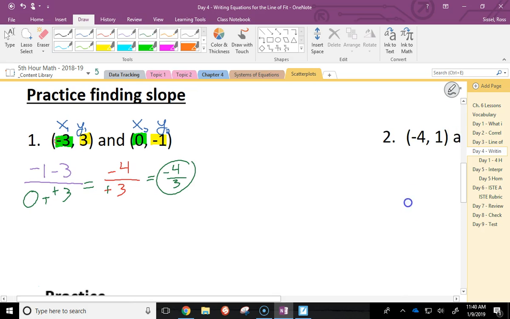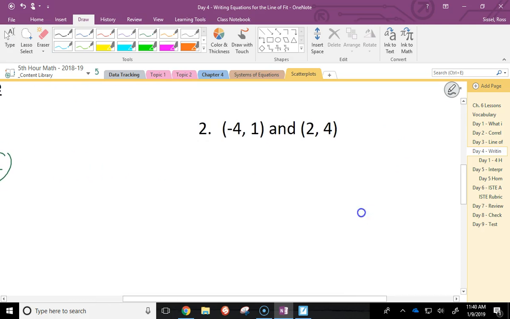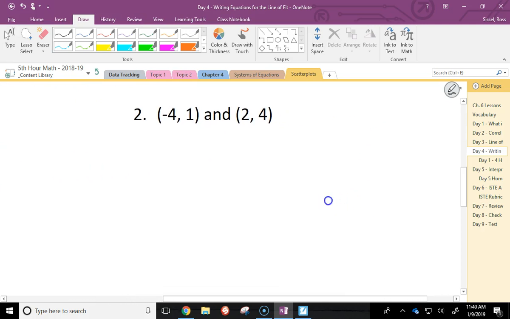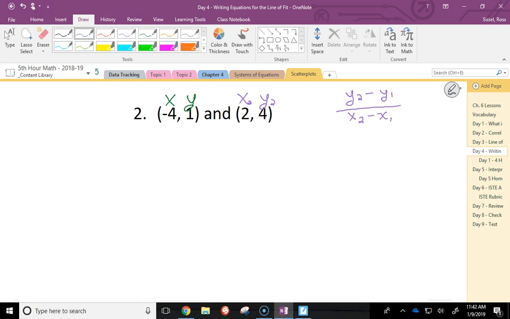Okay, you're going to try number 2 by yourself. And then I'm going to give a sucker to someone who can come up and do it. So here's X1. There's Y1. Here's X2. There's Y2. Even though you have it up top, I'm going to write it here. Y2 minus Y1 over X2 minus X1. Go ahead. I'm going to pause the video.